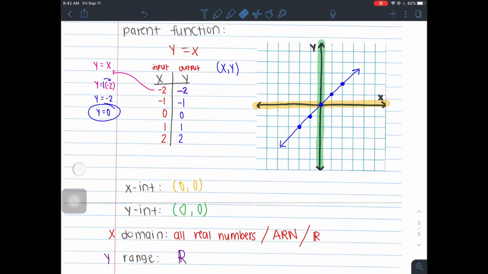Same thing with the range. Your range is all of your possible y values. Well, this graph will go from the bottom to the top infinitely. So if it goes infinitely, is it possible for us to list every single y value that it will ever be? No, it's impossible, right? So you would say all real numbers to state that it is infinite.